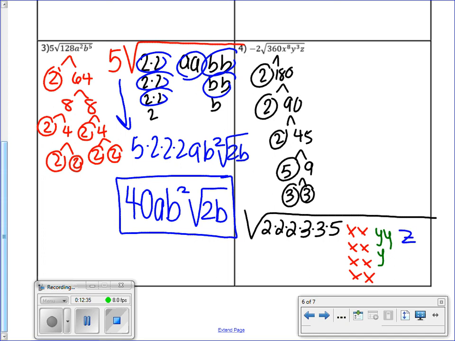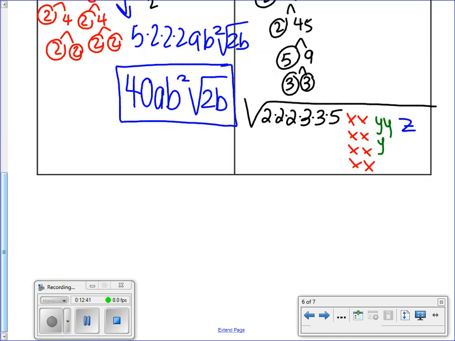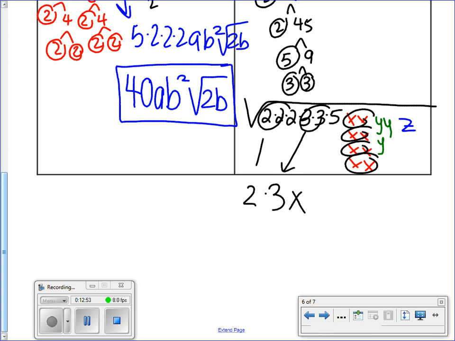Again, you're looking for twins. So we circle our sets of twins. We have 1 set of 2 comes out. We have 1 set of 3 comes out. We have 1, 2, 3, 4 x's, so that's x to the 4th. 1 y, and that's it. Square root, we have a 5 left over, a y, and a z.